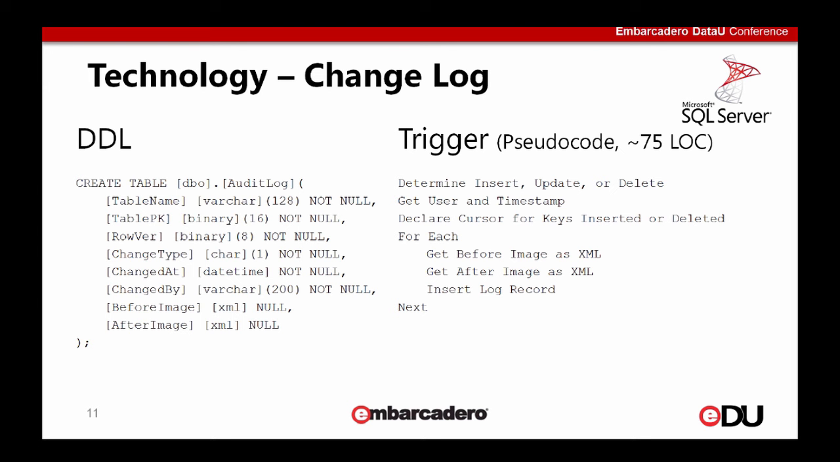So we're using XML for these data images because there's good support for that within SQL Server. And by storing the changes in an XML field, we can design a single audit table that works across the entire database. So again, we've got a little bit of DDL that's shared across the database and a trigger pattern that we're going to need to apply to multiple tables.